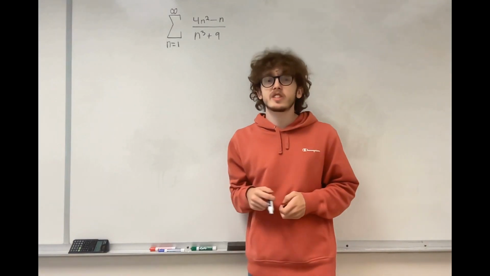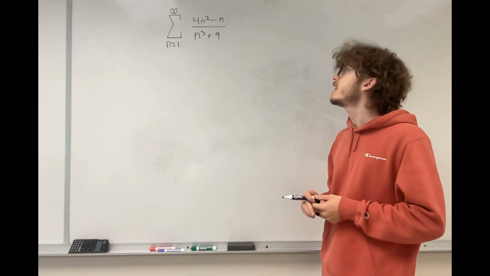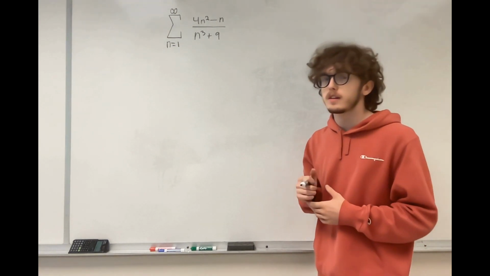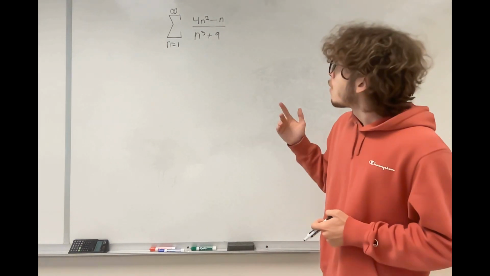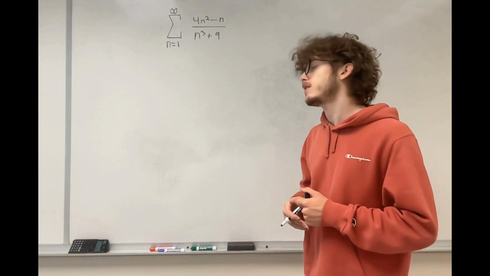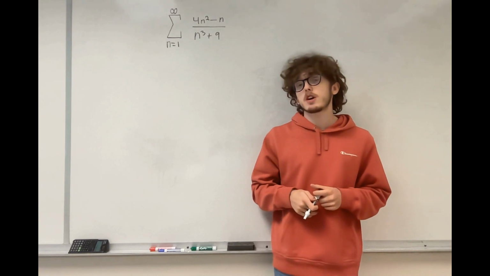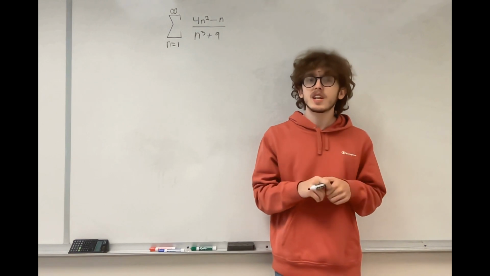Let's talk about this series here, which is 4n squared minus n over n to the third plus 9. This is the series going from 1 to infinity. So how in the world do we solve something like this? Well, what I want you to realize is that when you see problems like this, you need to go through a process. You can't just immediately jump to, oh, convergence test, easy. No, it is the convergence test, but how did you get there?